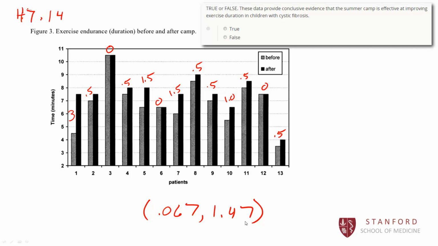The answer to this question is false. We did prove that there is a statistically significant increase in the exercise duration of these patients. However, it's unclear if the camp is responsible for this change. They could have all gone up for other reasons. We don't have a control group here, so we can't conclude causality. We just know that for some reason they went up a significant amount.